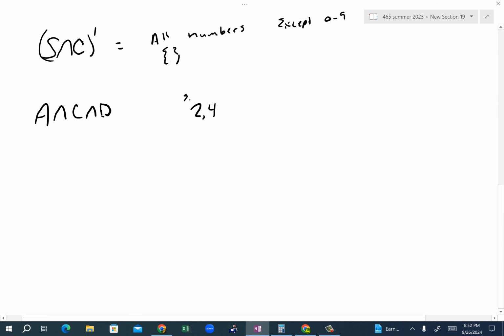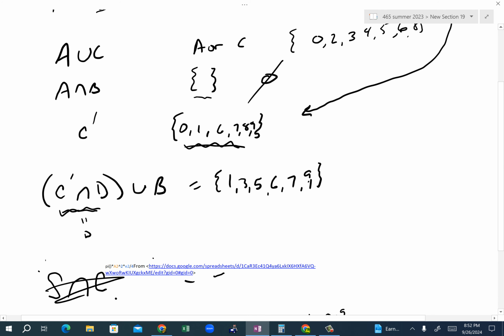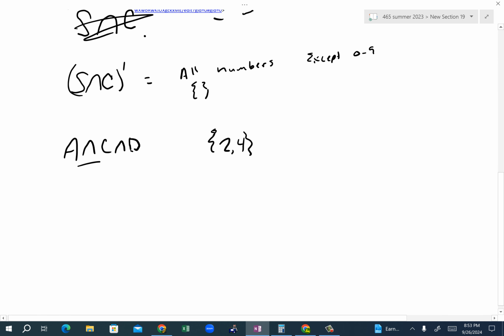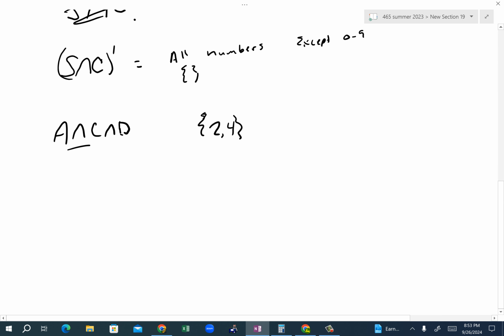Okay, that's the first one. That's this bit right here. Now, let's see where that intersects with D. Well, D is 1 and 6 and 7. So, the only thing that they have in common is, they got nothing in common then, don't they?